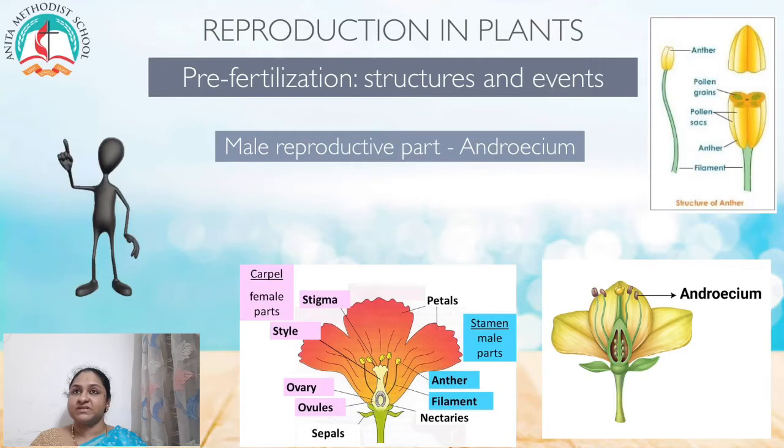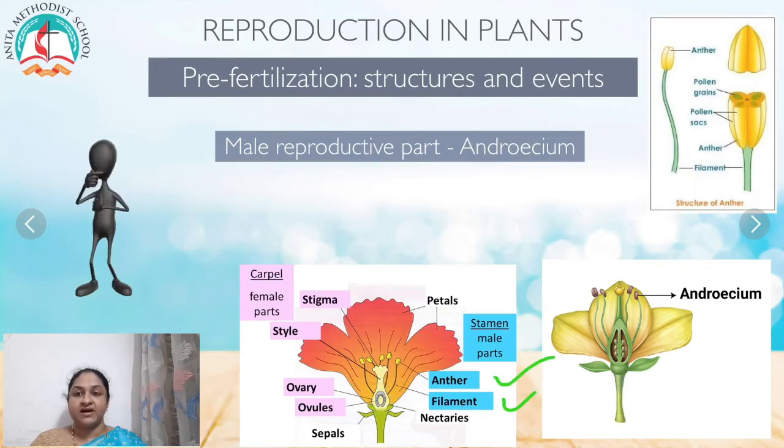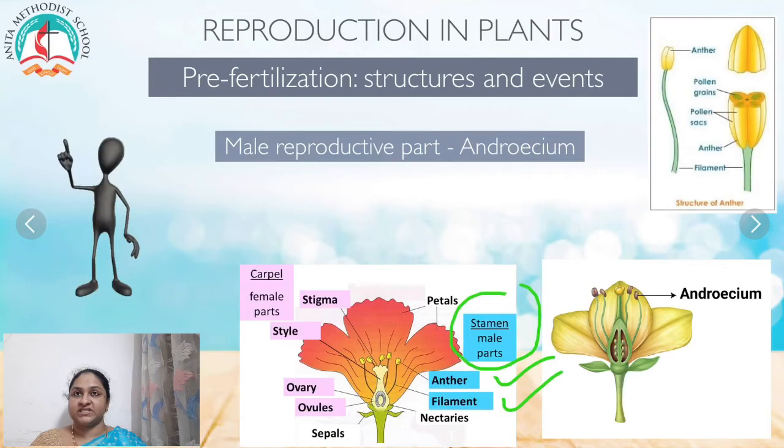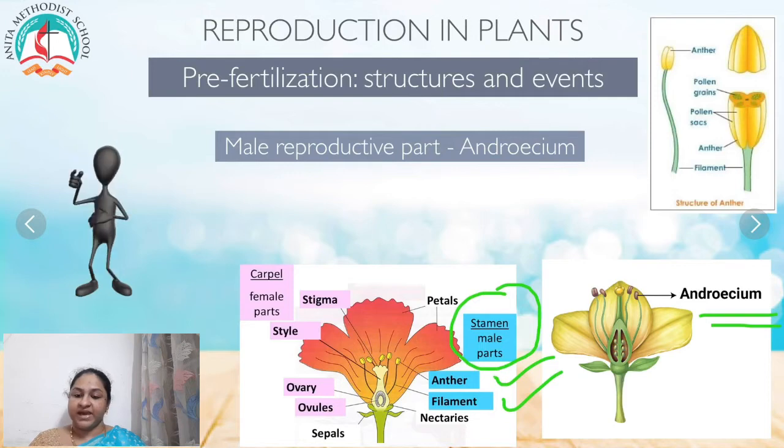Okay, androecium is made up of stamens. Each stamen possesses an anther and a filament, as you see in the picture. The anther bears pollen grains, which represent the male gametophyte. Look at this, the blue part is the male part.